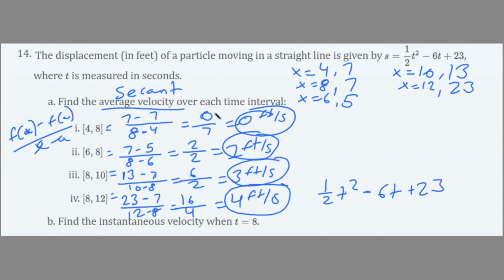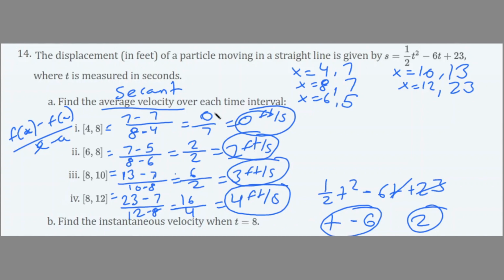So the derivative of the first term is, we carry over the 2, times 1/2 is 1. So it's just t, and then minus 6, and the 23 gets canceled out. So t minus 6 is our instantaneous velocity equation. So if we plug in t equals 8, we get 2. So we could see the instantaneous velocity at t equals 8 is 2.